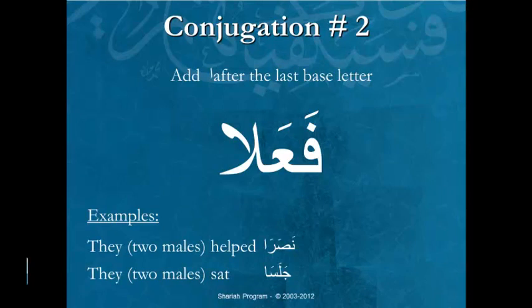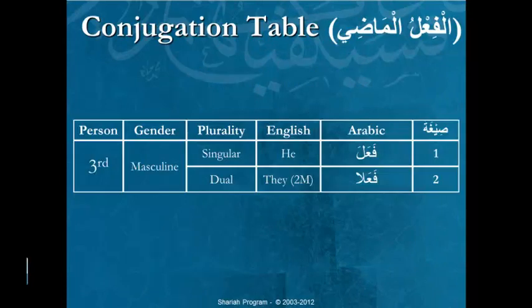And the examples, changing the letters will be nasara, they, 2 males helped, and jalasa, they, 2 males sat. Okay, so now you can see both of them lined up together, fa'ala, fa'ala. So you should be able to lift your head from the screen and say fa'ala, fa'ala. And if you can do that, then we're ready to move on to the third one.